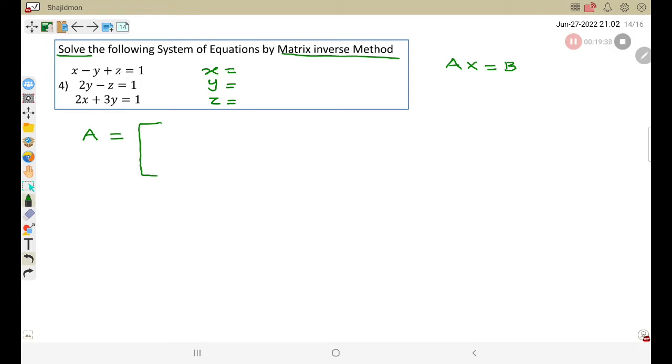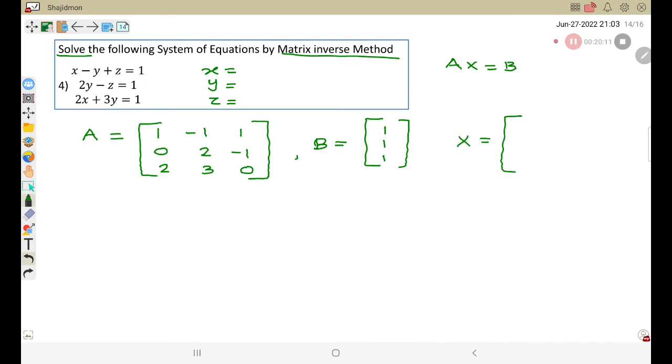We need to write our A matrix: the numbers behind X, Y, Z. First equation: X behind number 1, Y behind number -1, Z behind number 1. Second equation: X behind number 0, Y behind number 2, Z behind number -1. Third equation: X is 2, Y is 3, and Z is 0. Now the B matrix is just the right side numbers, 1, 1, 1. Then write capital X. The unknowns are the X value, Y value, Z value, so this is the capital X matrix.